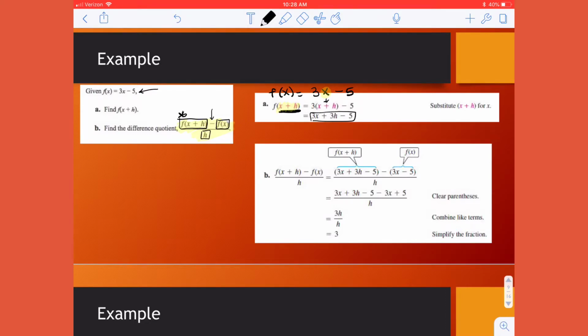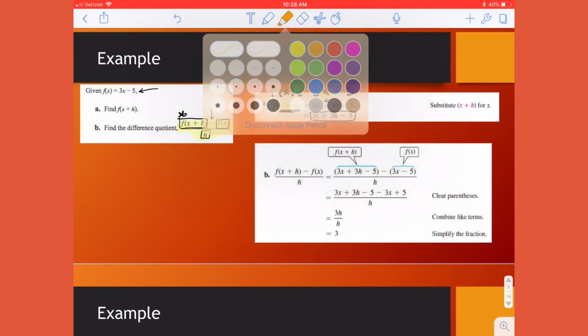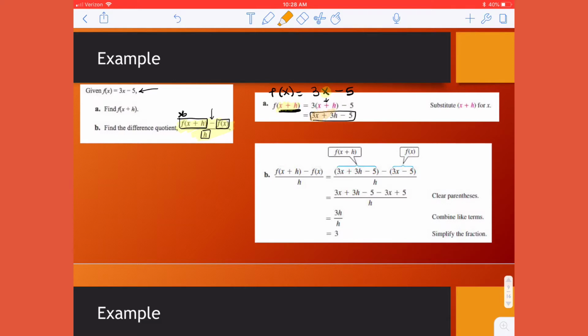So now when I go to plug this into the difference quotient, I'm going to highlight things. I'm a color person, so I'm going to highlight this in orange here: 3x plus 3h minus 5. So my difference quotient says f of x plus h. Well, we just found that to be 3x plus 3h minus 5. And then in my formula, it says minus my f of x function.